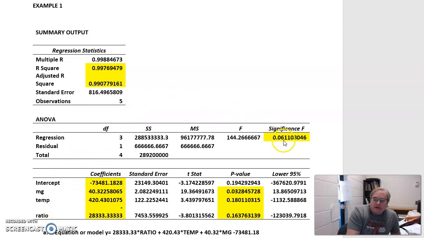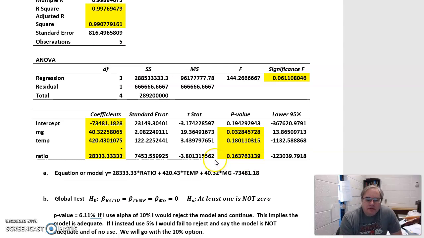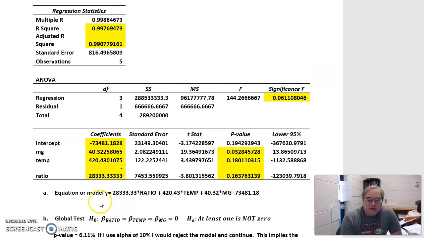Right here, the significance F is 6%. That's a little bit higher than I would like it to be. You'll see why in a second, but we'll roll with it. And the other things I have highlighted are what's important. So, the first thing I would typically ask you for is the equation or the model. And you find that right here.